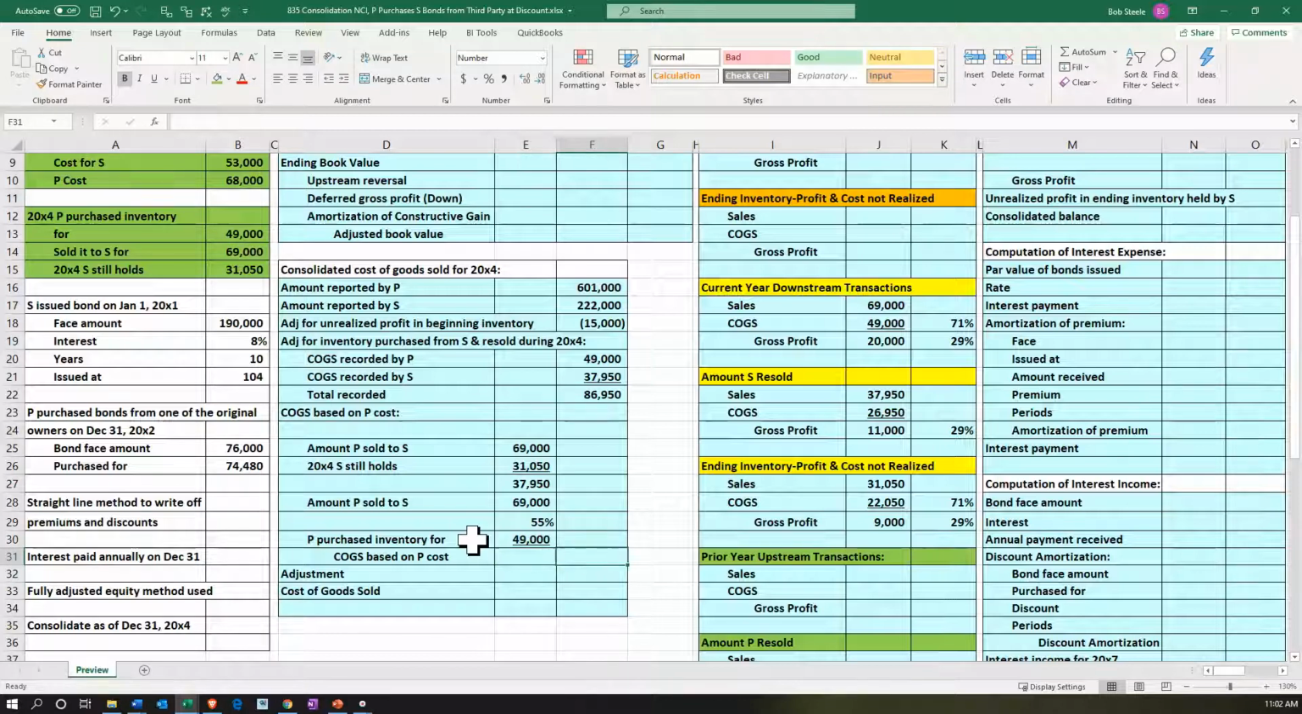Let's put that over here. I'm going to say this is going to be equal to the 49 times the 55%. That's going to be our 26. So that's what we're going to have to adjust this amount down by, because S is recording it on their books at an added or increased cost due to the fact that they purchased it in the intercompany type of transaction. So now we're going to say the 86,950 minus that 26,950 is going to be the 60,000.